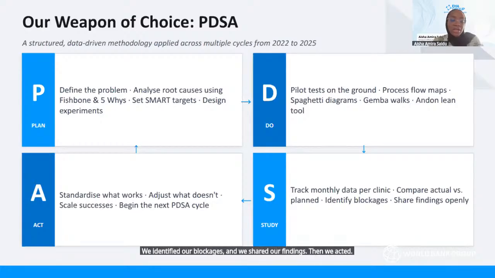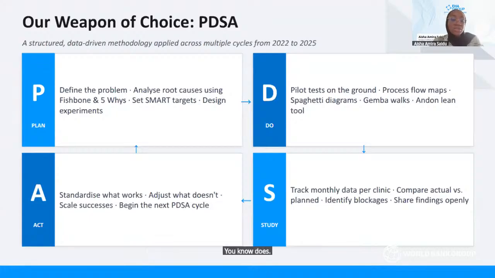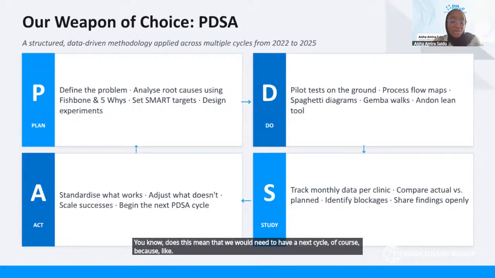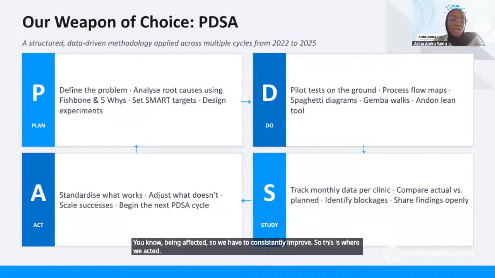So ACT just allows you to understand, okay, we put in all this improvement work. Does this mean that we would need to have a next cycle? Of course, because like we said, wait time is here to stay. As many patients as you have in your facility, your wait time keeps on being affected. So we have to consistently improve. So this is where we acted and understood that we had to continuously have cycles within the day.